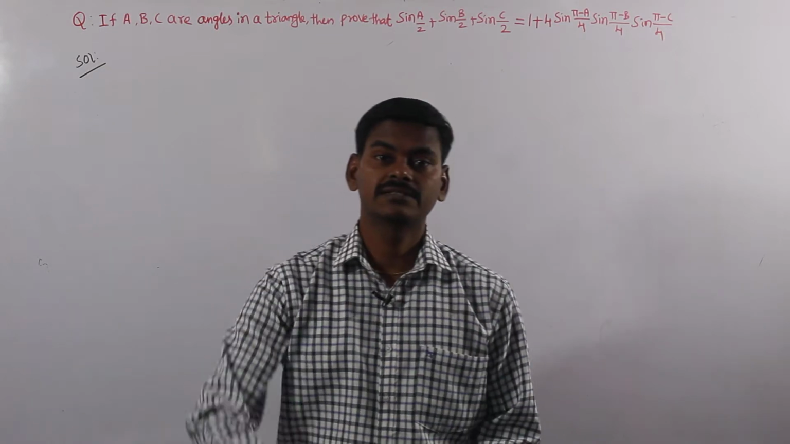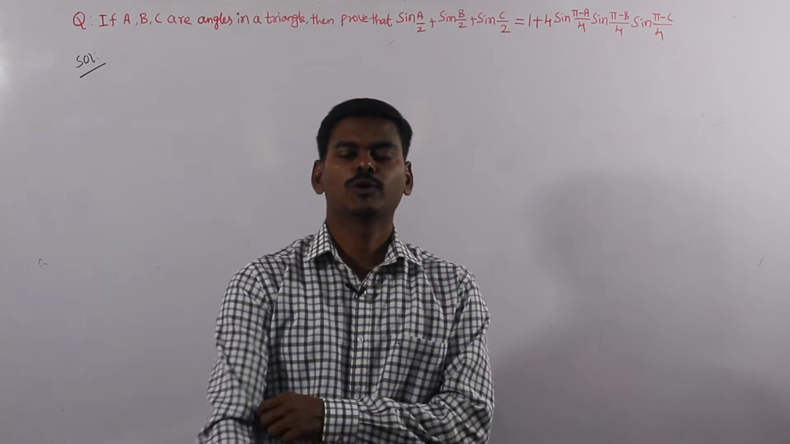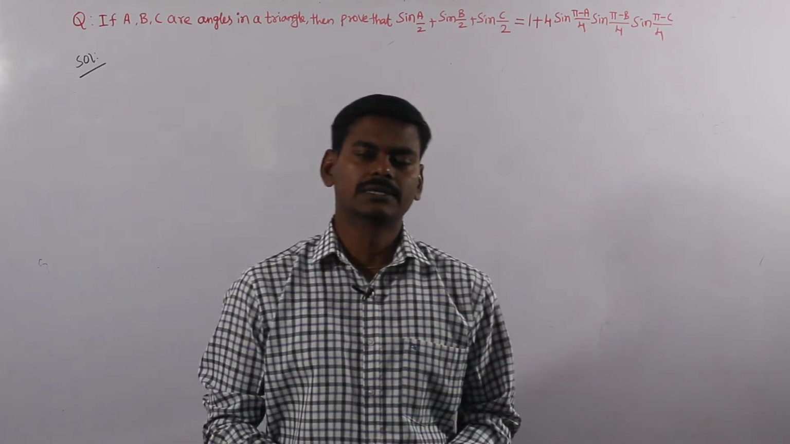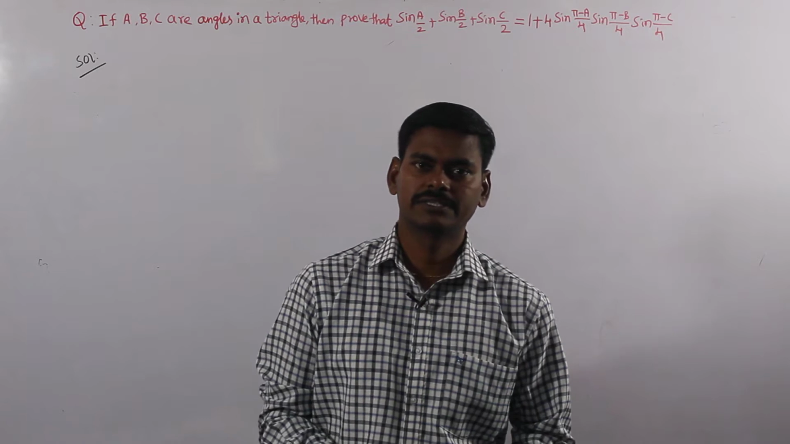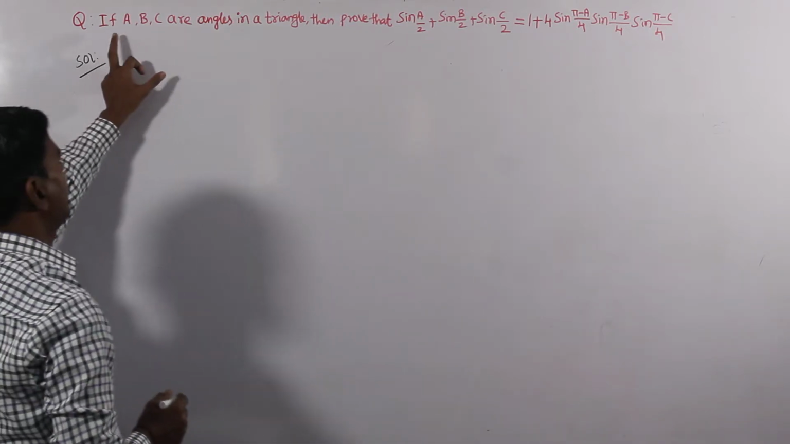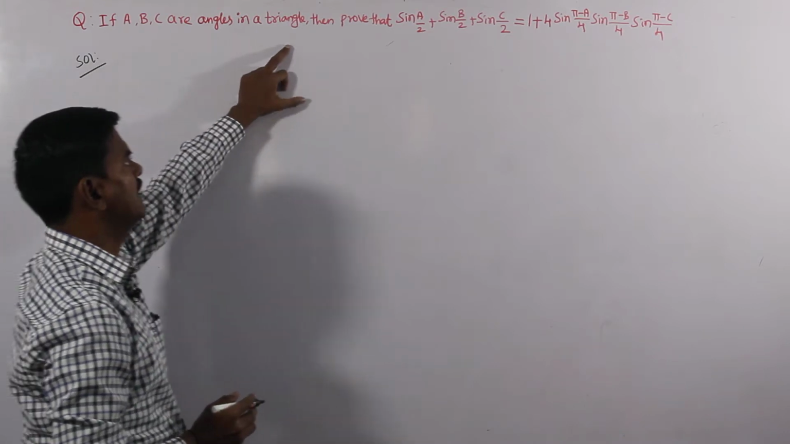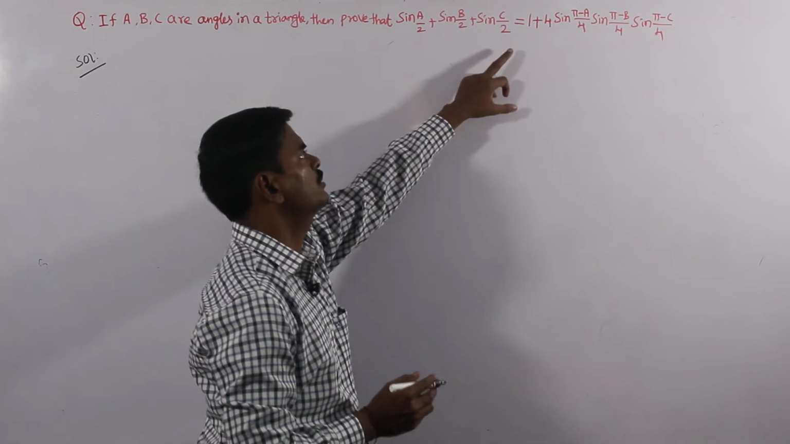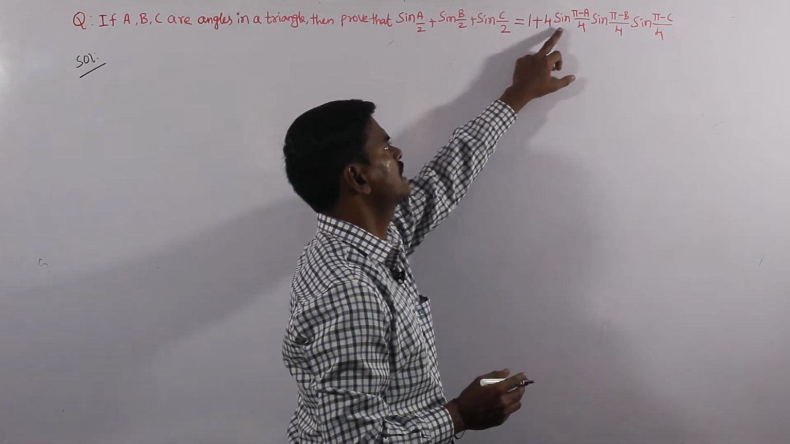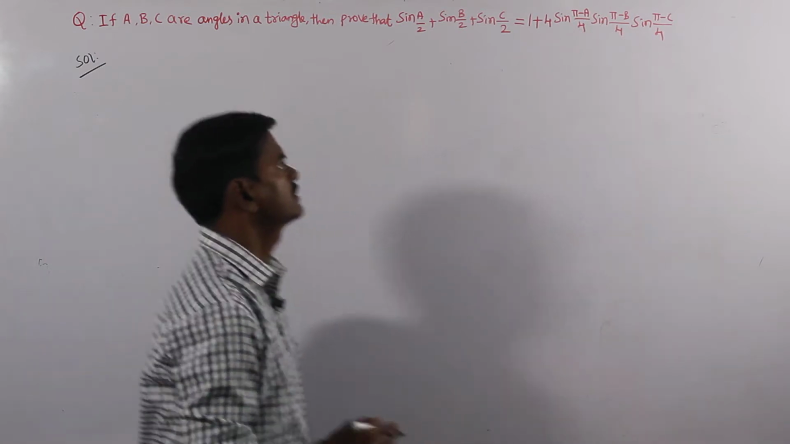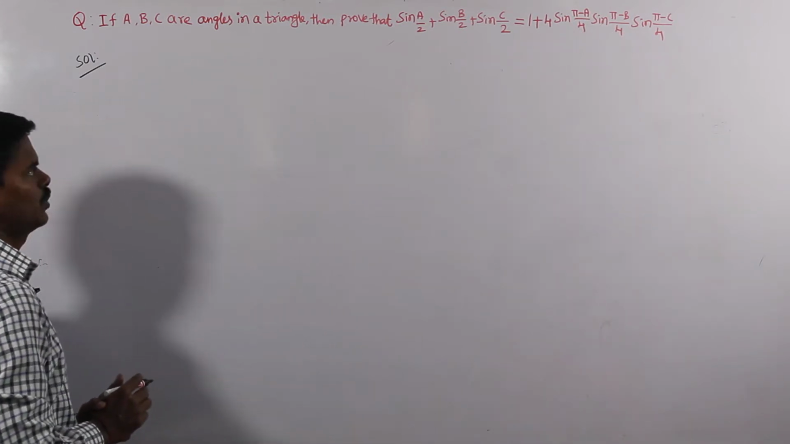Hello students, in this video we are going to learn one of the important long answer questions, that is from the topic transformations, trigonometry chapter. Let us see one question. If A, B, C are angles in a triangle, then prove that sin A by 2 plus sin B by 2 plus sin C by 2 equals 1 plus 4 sin (pi minus A) by 4 into sin (pi minus B) by 4 into sin (pi minus C) by 4.